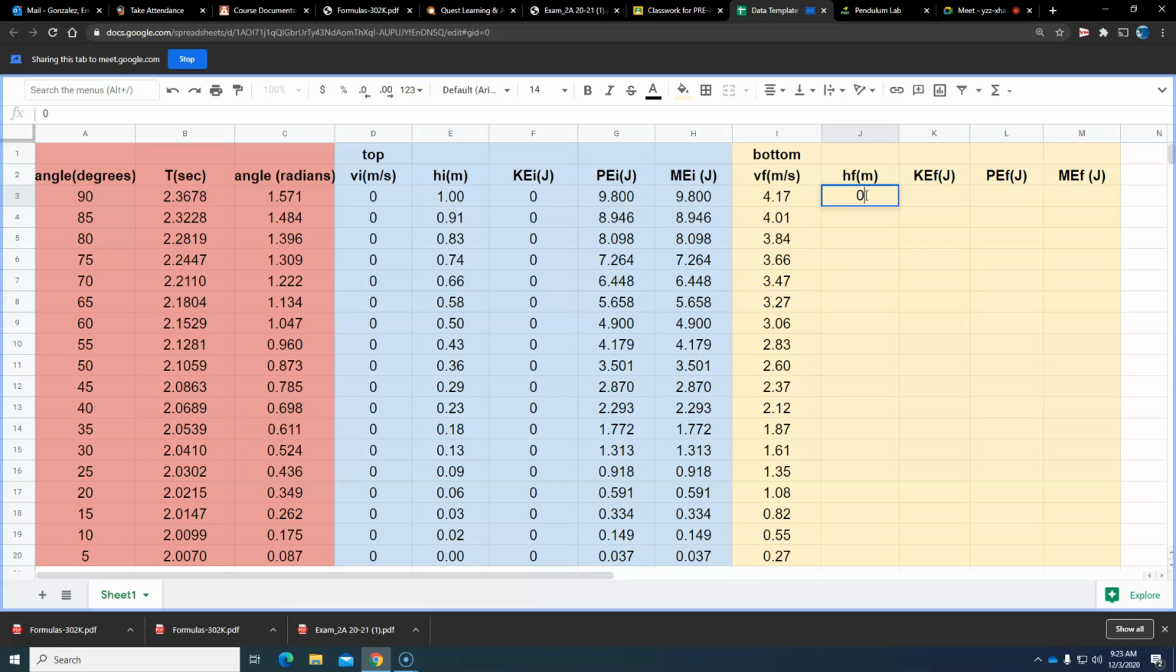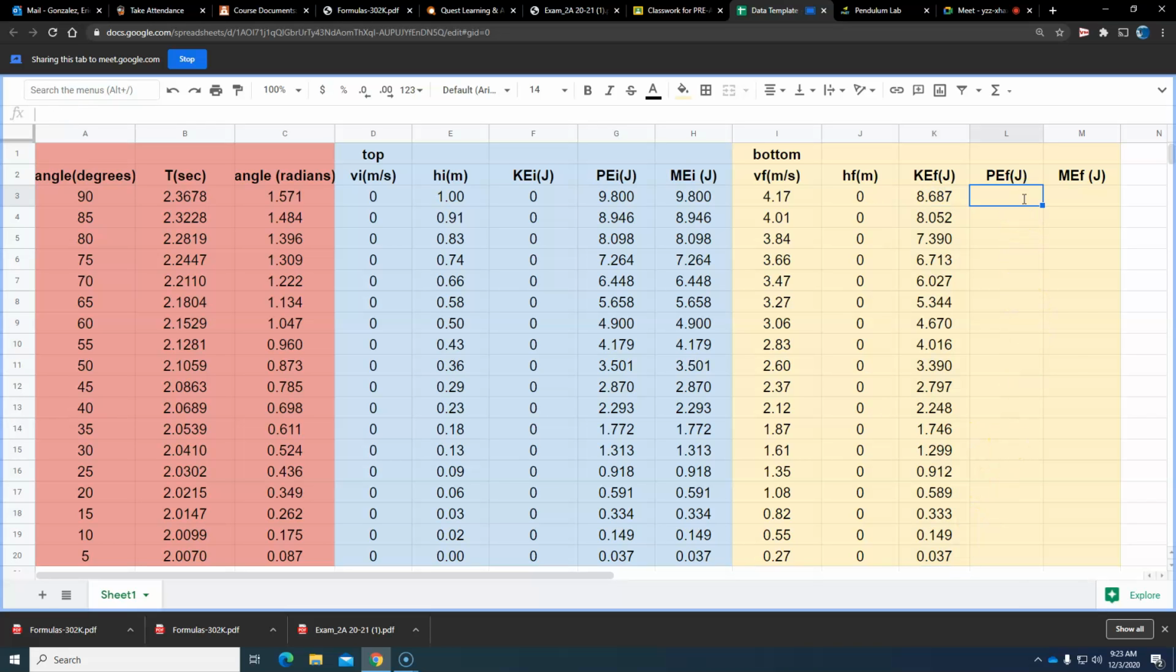The final height is 0 because we set up the reference point, the 0, at the bottom of the trajectory. And the kinetic energy is not 0 because it's 1/2, close the parenthesis, times the mass, that is 1 kilo, times the velocity squared. And these are the kinetic energy at the bottom of the trajectory. The potentials are 0 because the heights are 0. We set up the 0 over there. And the sum is kinetic because the potential is 0. So it's kinetic plus potential.